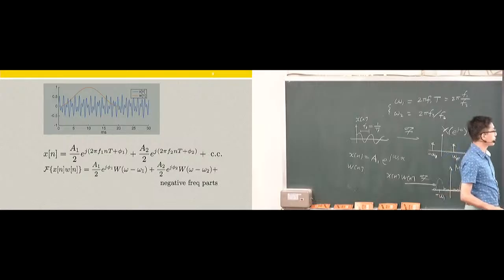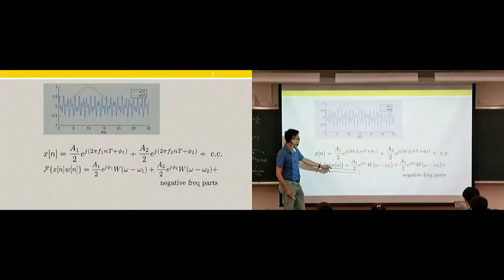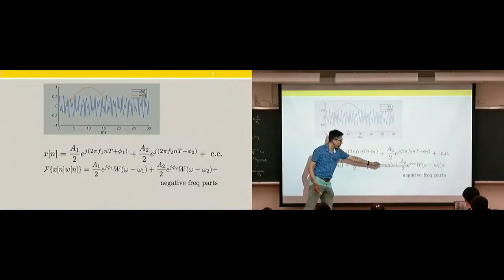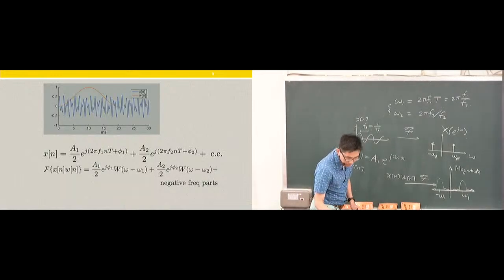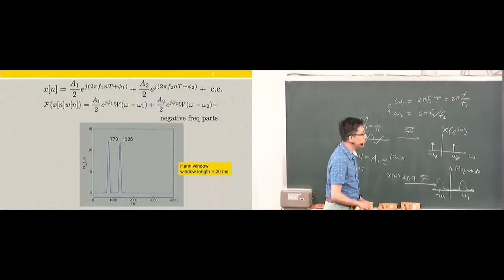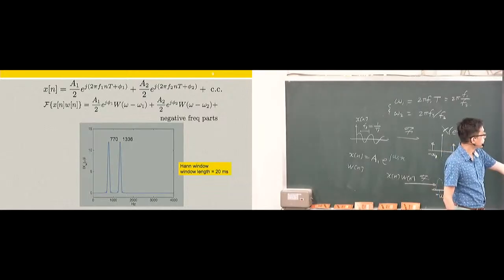Okay, so as a summary, in the time domain, we multiply our signal with a window, and then when we go to the frequency domain, because we have two tones, we expect to see one component around omega 1, another component around omega 2. So this is what we end up seeing.